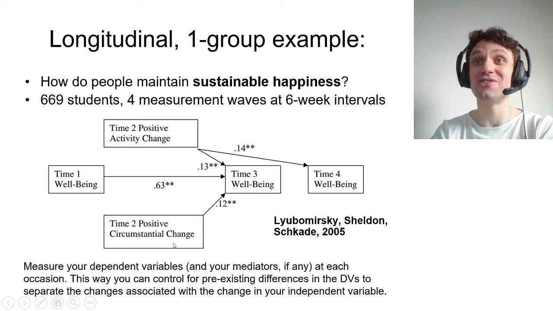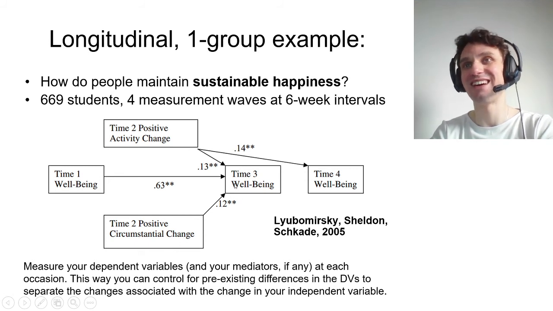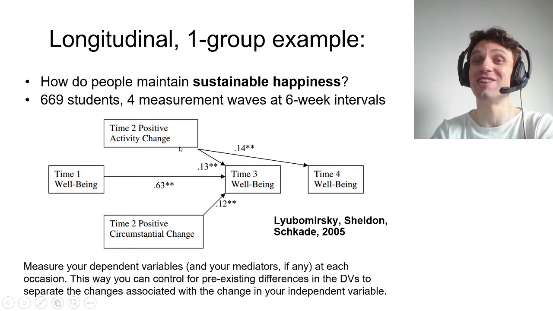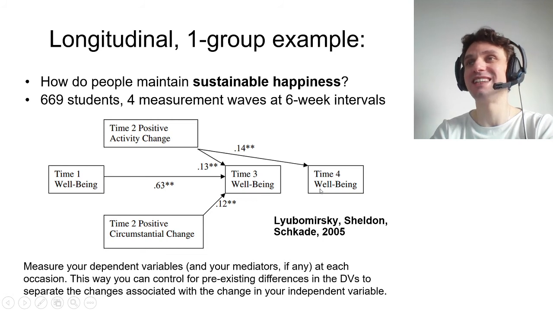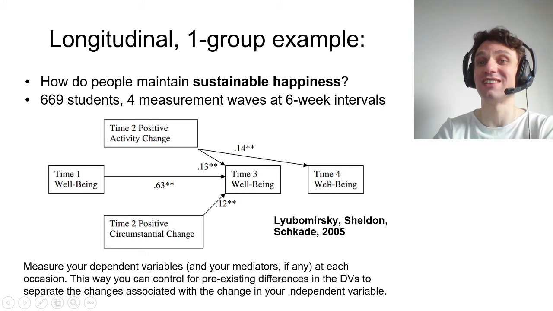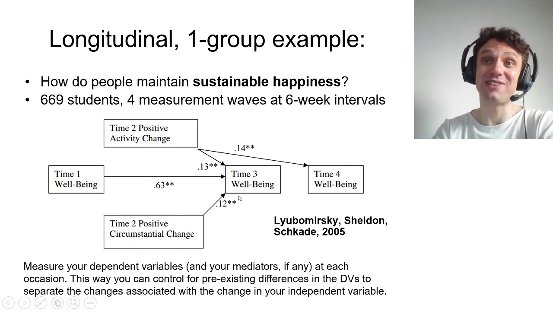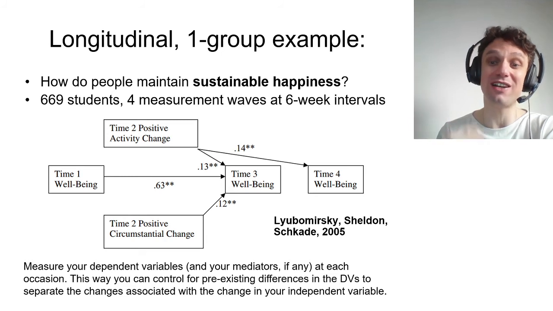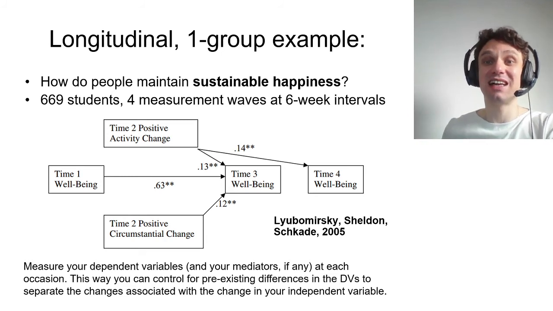So those who got a new car or a new apartment were happier, and the difference was comparable to those who started a new hobby or a new relationship. But when they tried to predict time 4 as a dependent variable, controlling for well-being scores in September, they found that it was only positive activity change that predicted increased well-being at time 4 in January. Positive circumstantial change, its effect was short-lived. This way they used this study as one of the studies that supported their sustainable happiness model.